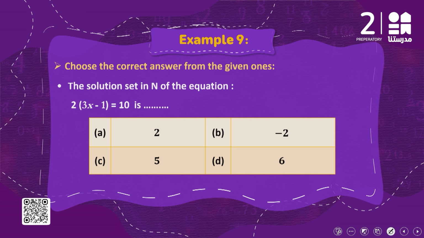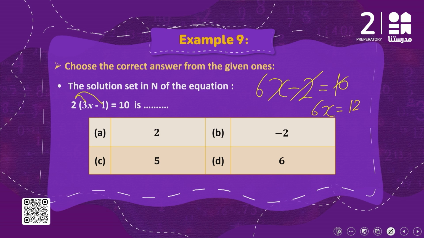Find the solution set in N of the equation 2 multiplied by (3x minus 1) equals 10. Simply multiply 2 inside the brackets: 2 times 3x is 6x, minus 2 times 1, which is 2, equal to 10. Now, to solve an equation like this, add 2 to both sides, so 10 becomes 12. So we have 6x equals 12.